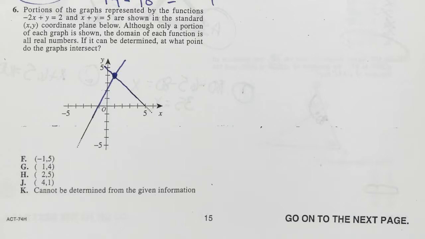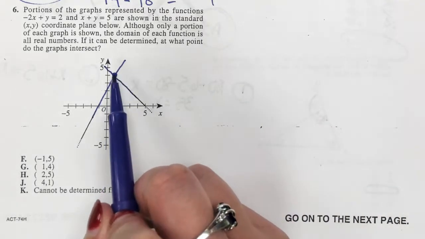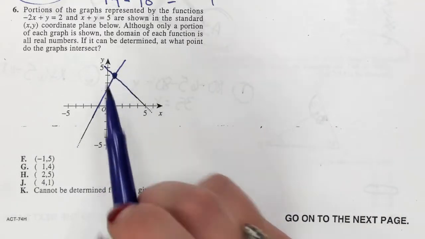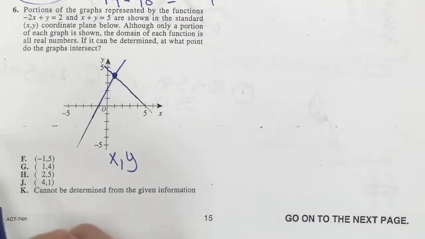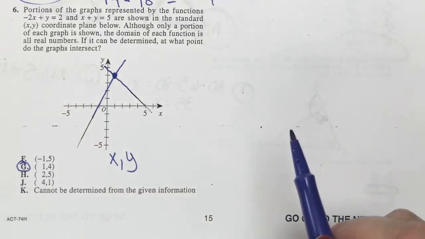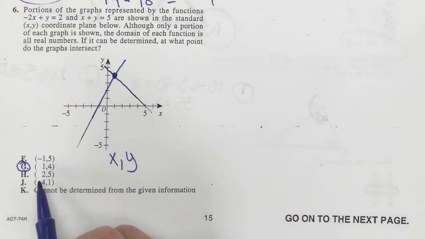Yeah? No? Smart. All right. So what is the point of intersection? 1, 4, x, and then y, which is g. If you noticed, if you didn't know which order they go in, they give you the wrong answer, right?